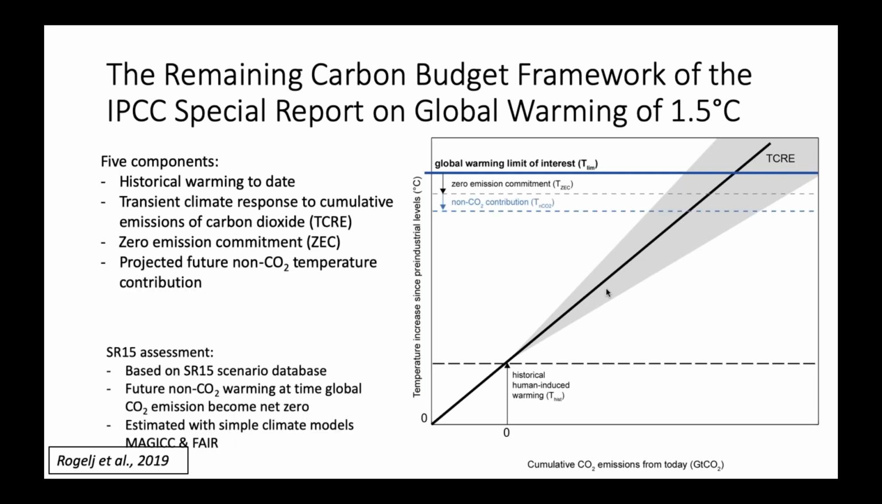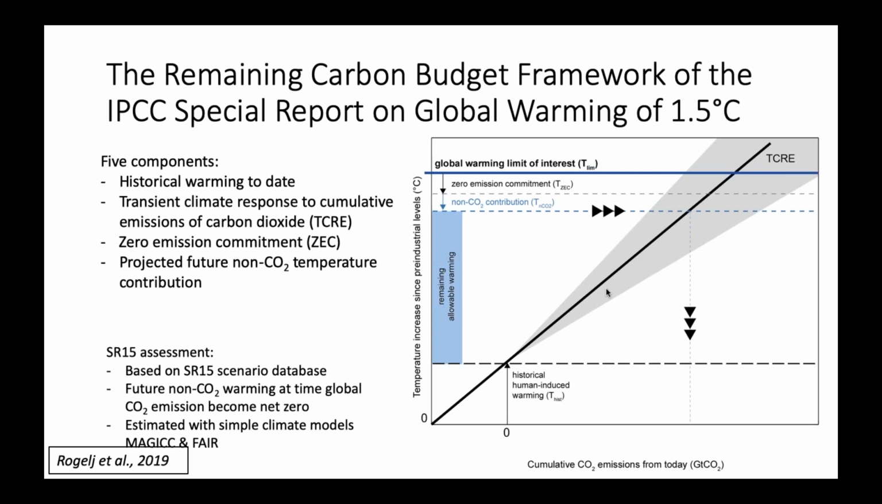You then have to account for the non-CO2 contribution. So obviously if you care about other gases, particularly methane, but other greenhouse gases as well, you have to aim slightly lower than your global target for CO2 to allow for that. But now you've got this kind of what you might see as remaining allowable warming, you can read off from the TCRE line to get a remaining carbon budget.